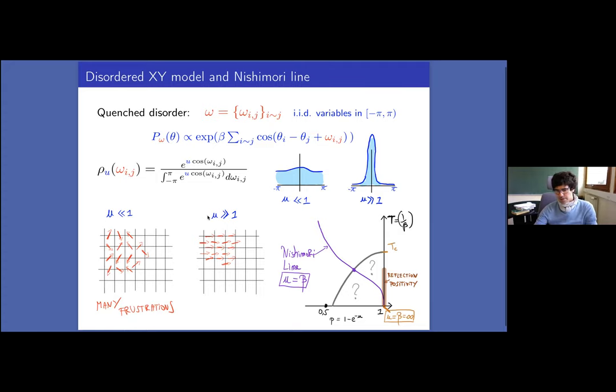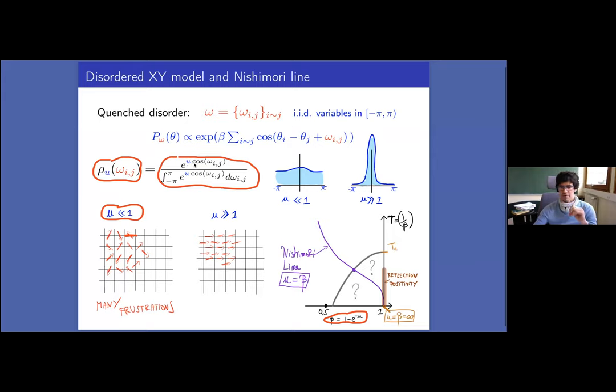So instead of p, I will use the parameter u, and the relationship between p and u will be a little bit like in FK percolation. And now I will leave the p parameter and only talk about u. And my disorder will have the following law for each u. So I fix an edge ij, for example this edge here, and I want to pick a random variable omega_ij on this edge, whose law will be given by this probability measure on minus pi, pi.